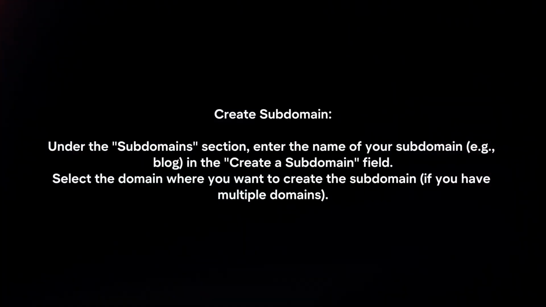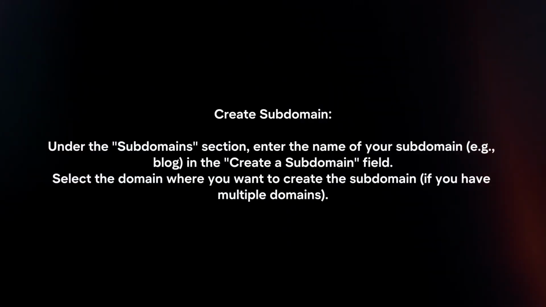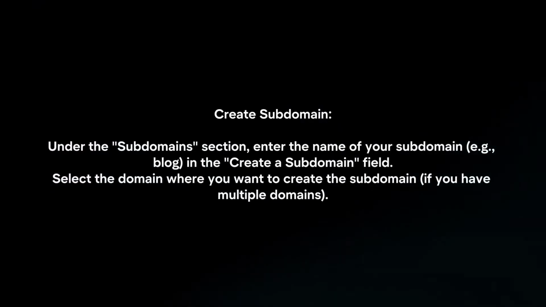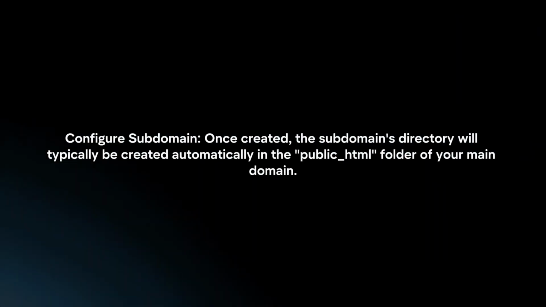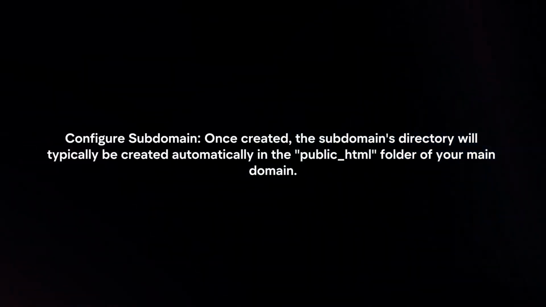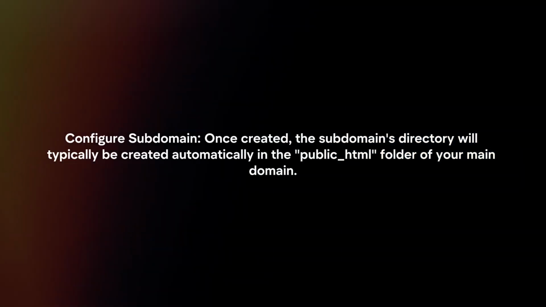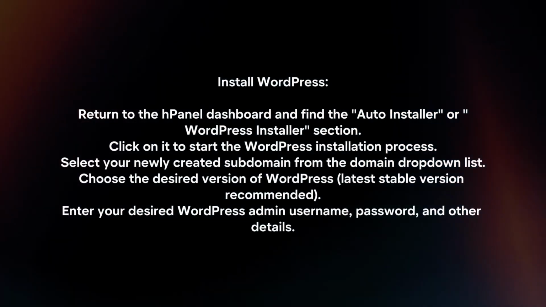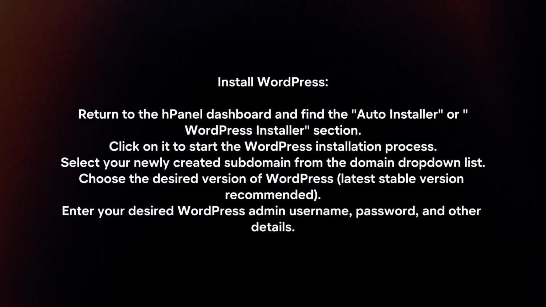Create subdomain. Under the Subdomain section, enter the name of your subdomain in the Create a Subdomain field. Select the domain where you want to create the subdomain. Configure subdomain. Once created, the subdomain's directory will typically be created automatically in the public HTML folder of your main domain. Install WordPress. Return to the hPanel dashboard and find the Auto Installer or WordPress Installer section.